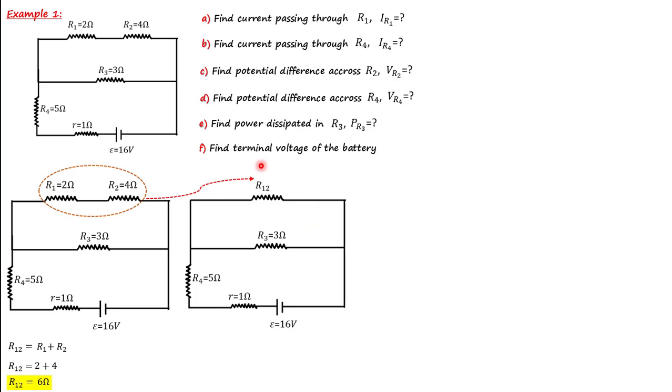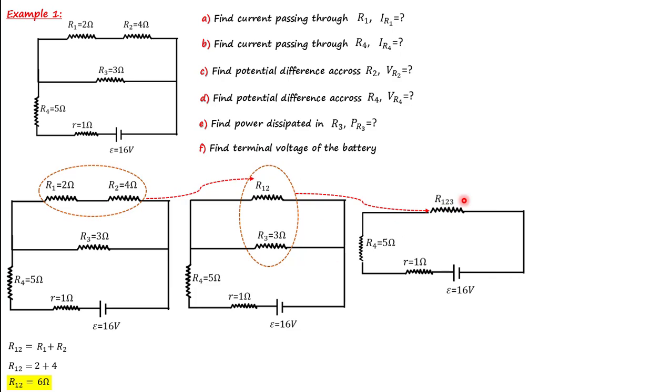Now let's consider these two. They're in parallel. Now we can reduce this circuit to this form. I'm going to call this R123. Here we have R4, small r, and the battery. Let's first find R123. Since we have only two, we can just use this simple multiplication and division. So we have R12 times R3 divided by R12 plus R3. R12 is 6, R3 is 3. Now we have 6 times 3 divided by 6 plus 3, and we get 2 ohm.